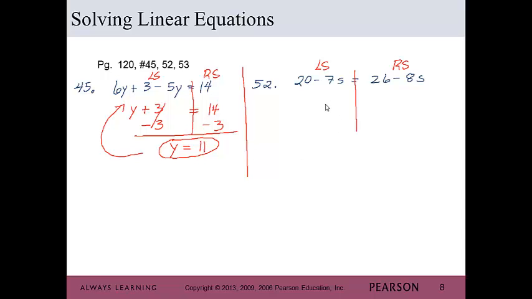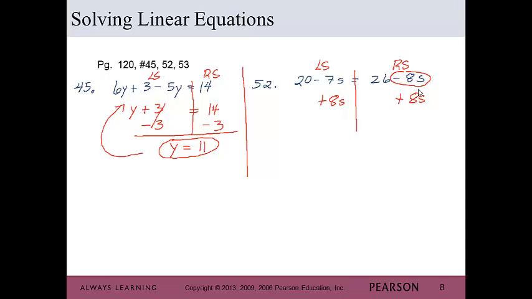Always move the smaller variable. So this says negative 7s, and this says negative 8s. Who is smaller, negative 7 or negative 8? Negative 8. Therefore, I'm going to move the entire negative 8s. How would I move it? It's subtracting, so let's add. So I'm going to add 8s, add 8s.